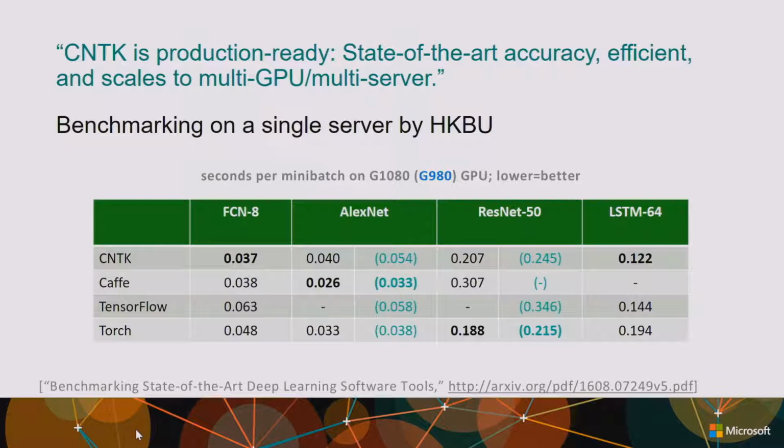So for example, here's some benchmarking that a university in Hong Kong did. I wish I could point. So the left column, FCN8, this is a fully connected network. We're beating the other 4. On the right-hand side, on LSTM, we're faster. This is runtime. We're faster than everybody else. In the other 2, we're in the same ballpark. And one thing that is interesting is TensorFlow is never faster than CNTK.